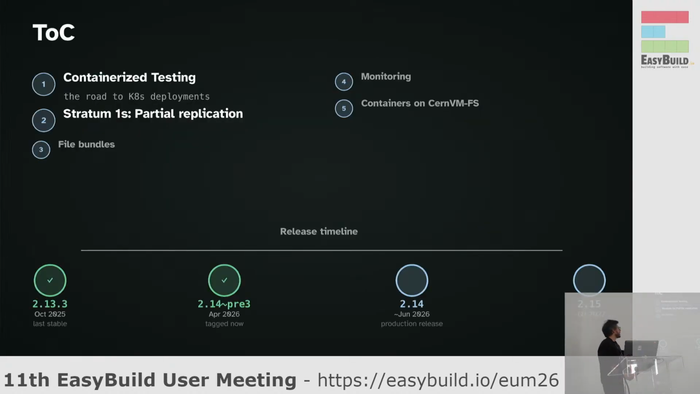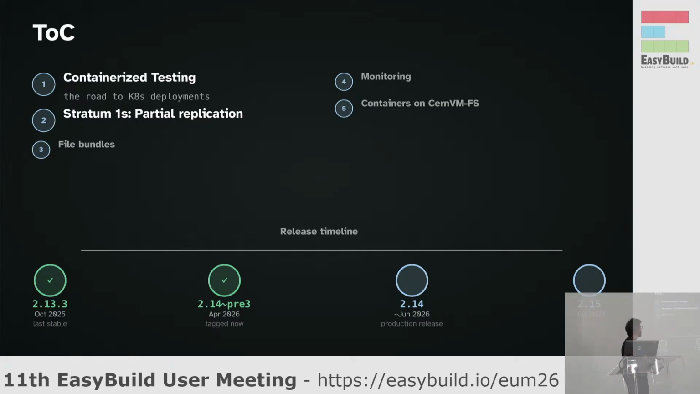So first is a bit the containerized setup and the road to Kubernetes deployments. I'll talk about the partial replication feature for Stratum 1s that was already discussed at the last workshop here. And now finally we have a prototype.